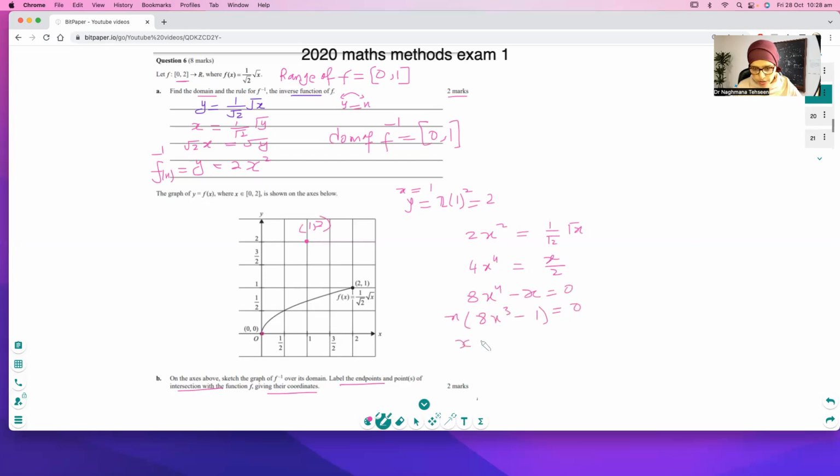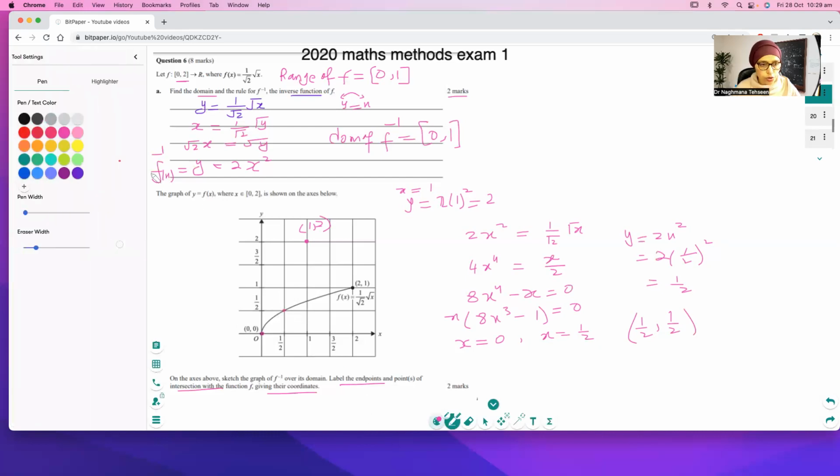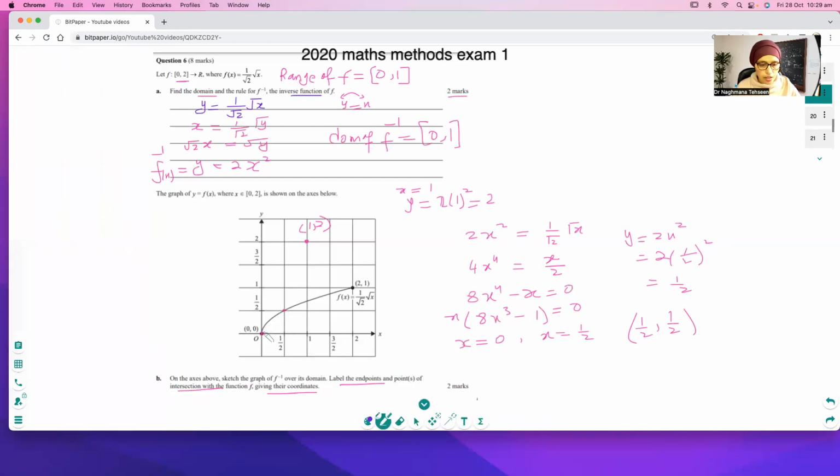So one of the points of intersection has x is 0, and the other one would be x is equal to 1 over 2. When x is 1 over 2, y is equal to 2x squared, which gives 2 times 1 over 2 squared, and that also gives me 1 over 2. So the points of intersection are (1/2, 1/2) and (0, 0). We already know (0, 0); the (1/2, 1/2) was the main thing we needed to find. And now we know all the endpoints.